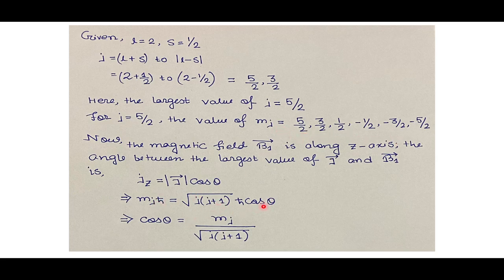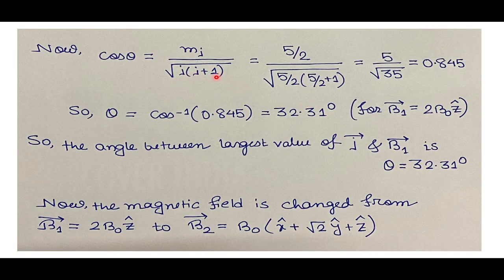So basically from here we will get the angle between j and b1, given the condition that you have to take the maximum value of j and jz. So this is the formula to find theta for this j and b1. Now put that mj and j value: 5 by 2 for mj and 5 by 2 for j. You will get cos theta equals 0.845, so theta is around 32.31 degrees. So the angle between the largest value of j and b1 is 32.31 degrees.